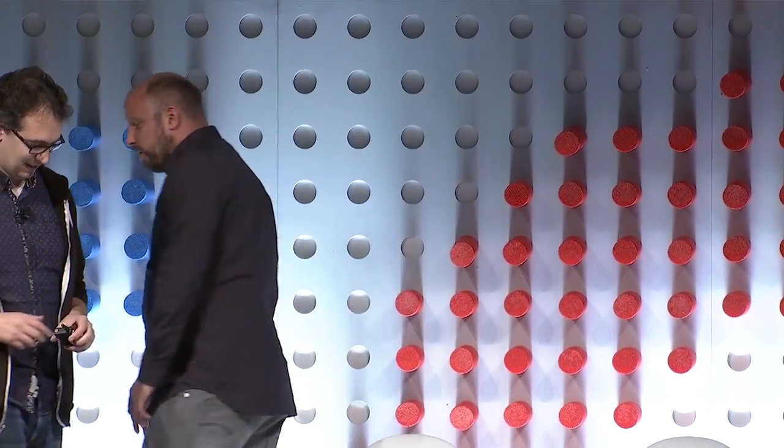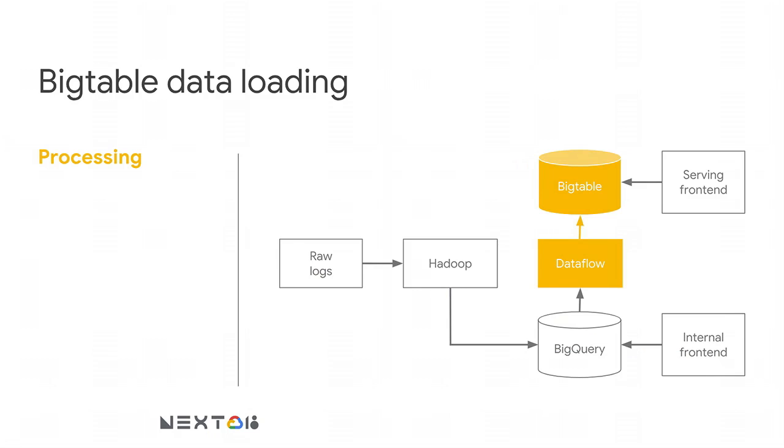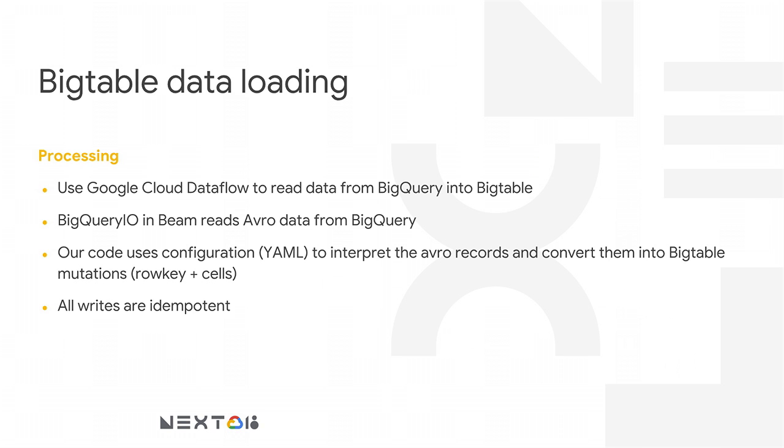I'm going to hand this over to Steve, who's going to talk about the BigTable and serving. All right. Thank you, Fabian. So Fabian did an awesome job describing how we get our aggregate data into BigQuery. We're going to talk now about how we take that data from BigQuery and load it into BigTable in a way that we can use to serve from our serving front end.